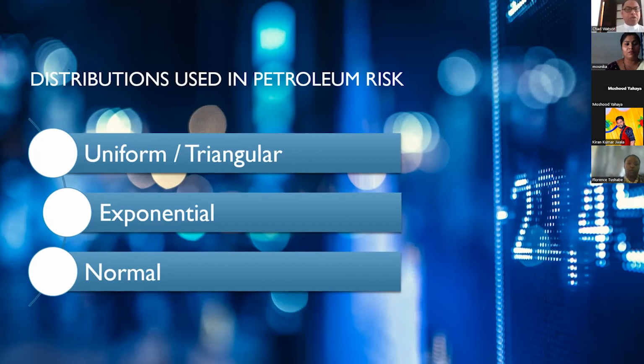These distributions are usually somewhat easier to encode when you're trying to make calculations. And of course, everyone uses the Gaussian, the normal distribution. We use that a lot in many applications, and it's easy to integrate the normal distribution into your equation. So these are the common distributions that we look at when we're looking at petroleum risk.